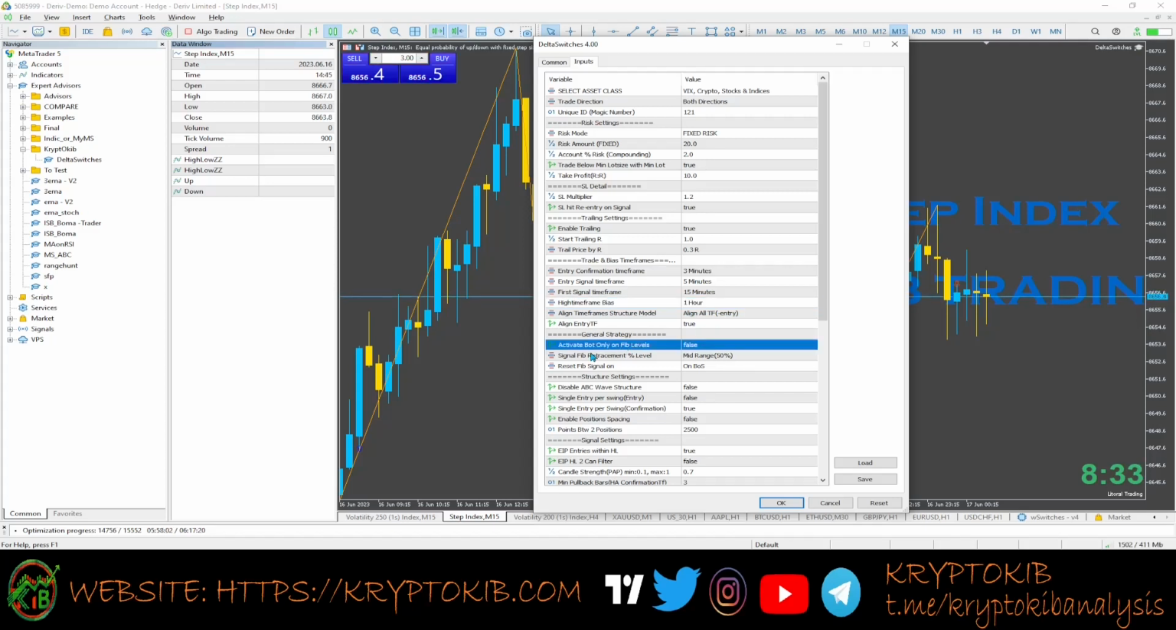Then here you have activate both on fib levels. I've explained that if you want to use Fibonacci range, if you don't want to use it, we'll keep this on false. If you want to use it, you keep this on true. And whatever level you want to use, you can select it here.